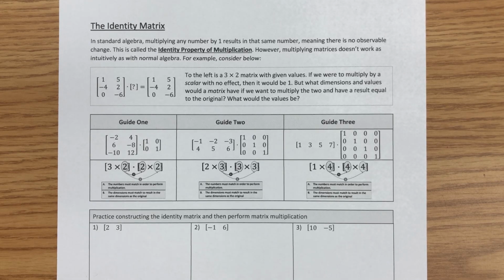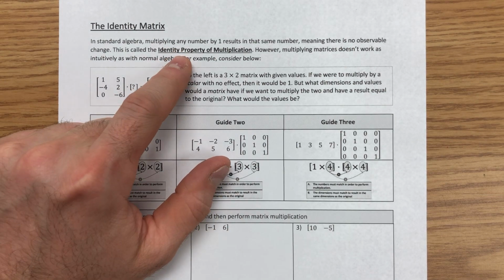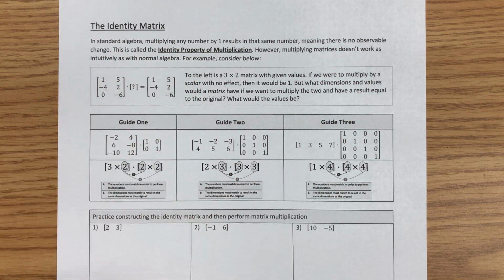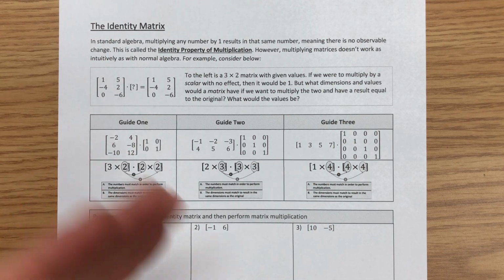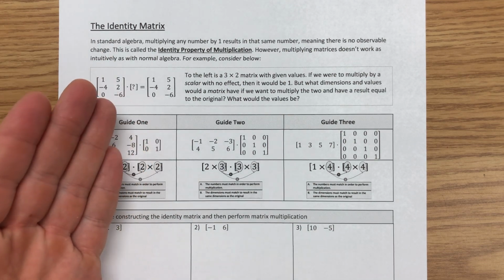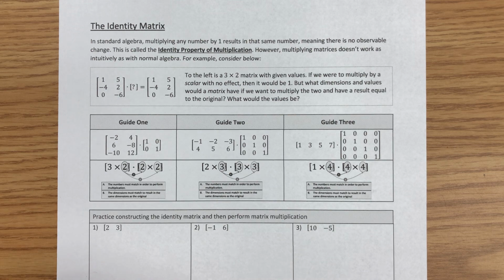So today we're going to be talking about the identity matrix. Now, the identity matrix comes around because in standard algebra, when you multiply a number by 1, nothing happens. There's no observable result. This is what we call the identity property of multiplication, meaning what can you multiply by where there's no observable effect. The same goes with the matrix. If I can multiply by some sort of matrix to get no observable effect, what would that matrix be?